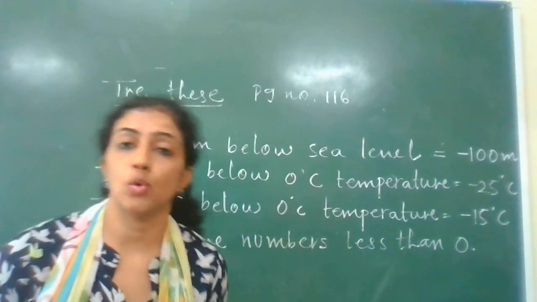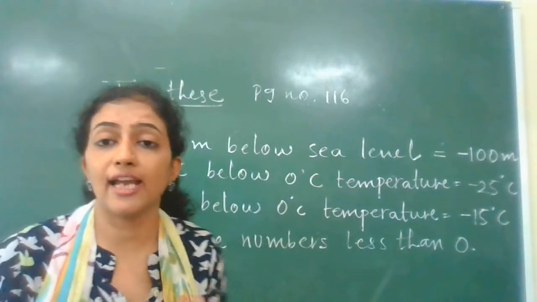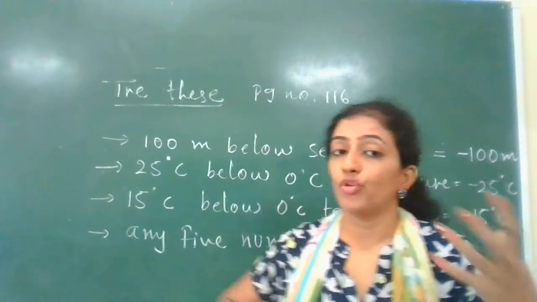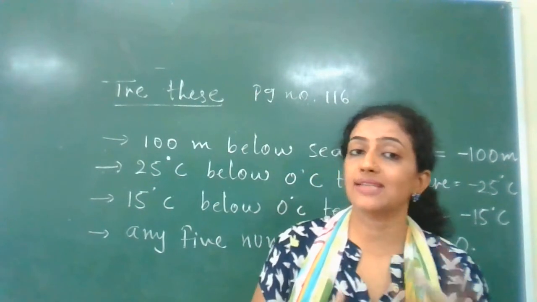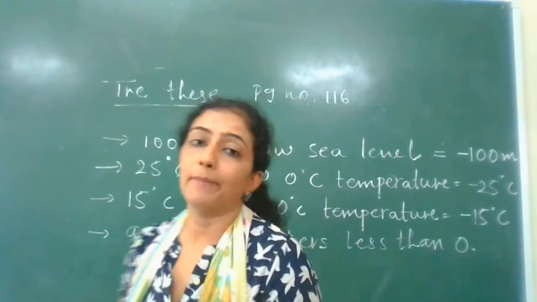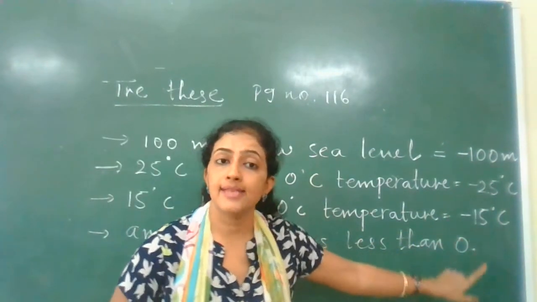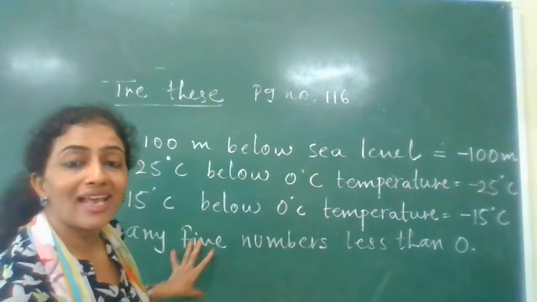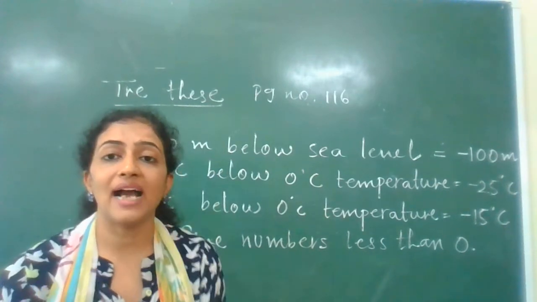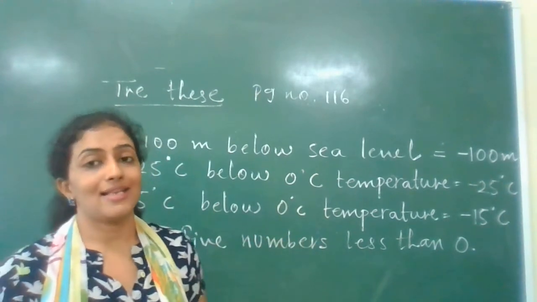So here you can take any five negative integers: one digit negative integer, two digit negative integer, three digit negative integer. If you want to take in a sequence, take in a sequence. If you want to pick randomly, pick randomly. But always remember, all the negative integers are less than zero. So if they are telling you to take any five numbers less than zero, you can take any five negative integers, because they all are less than zero.